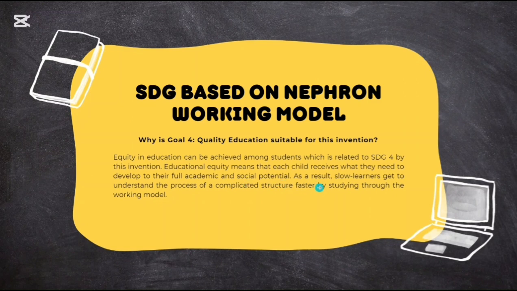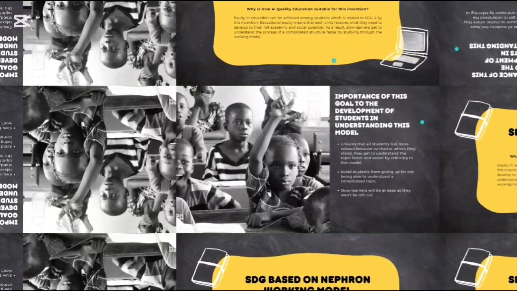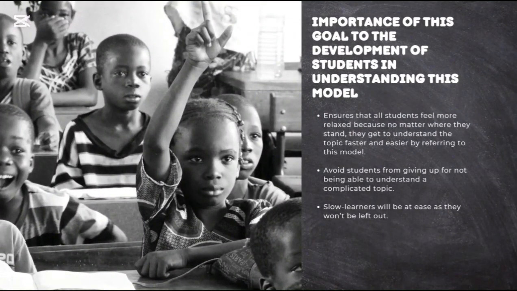As a result, slow learners get to understand the process of a complicated structure faster by studying through the working model. The importance of this goal to the development of students in understanding this model is that it ensures that all students feel more relaxed because no matter where they stand, they get to understand the topic faster and easier by referring to this model. This model prevents students from giving up for not being able to understand a complicated topic. Slow learners will be at ease as they won't be left out either.